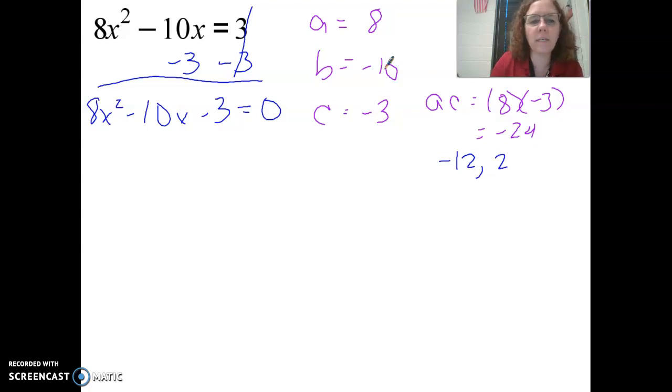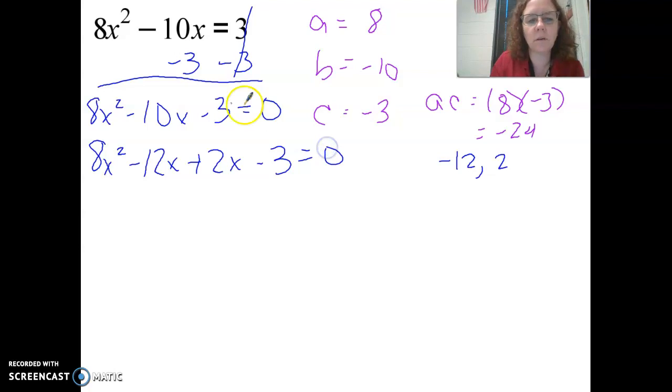Okay, so when we substitute, remember what we substitute for is this term in the middle, always the b term. So 8x squared minus 12x plus 2x minus 3 equals 0. So the a term doesn't change, the c term doesn't change, and the equal to 0 part doesn't change either. All right, let's cut that in half and do the GCF.